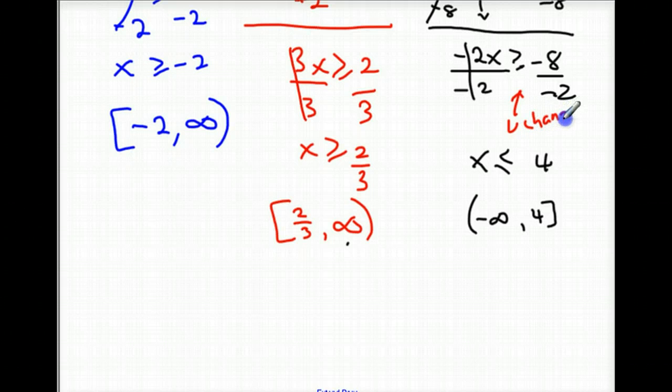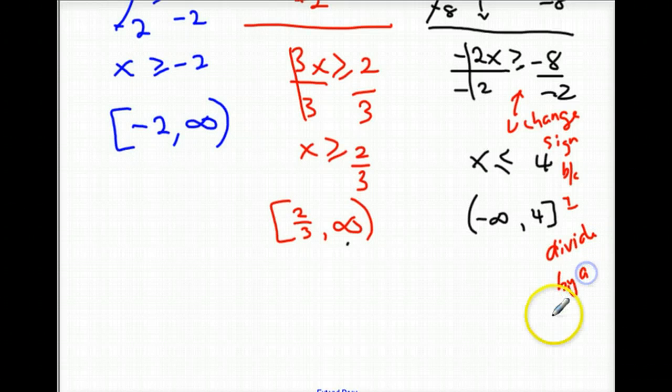I change the sign because I divide by a negative number. Okay? And that's something you should remember from Algebra 1. Now that we did our practice problems, you're on your own. Good luck.